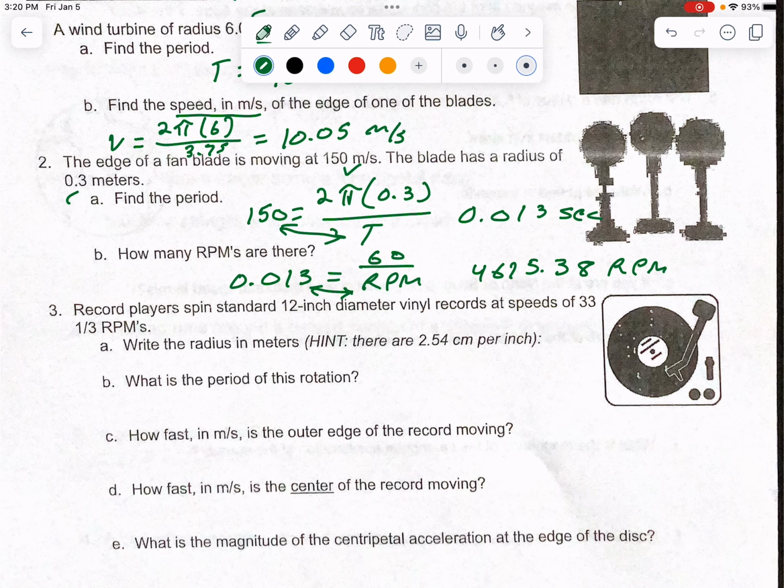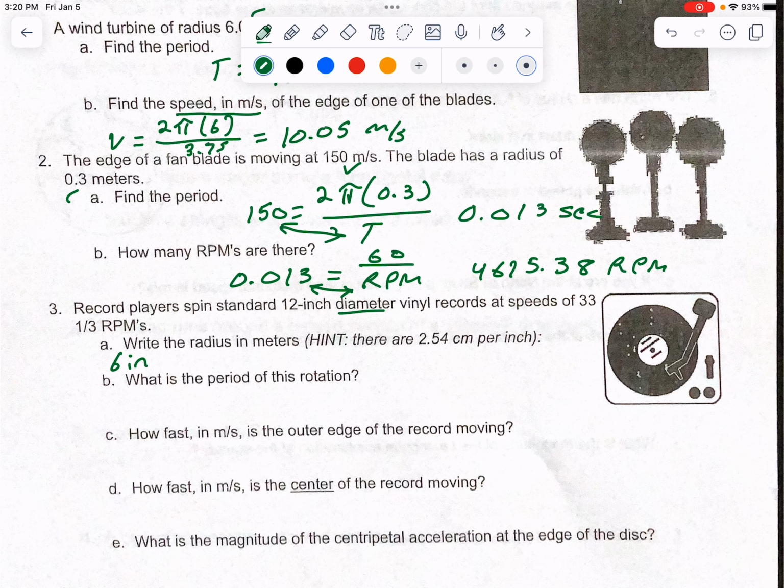Now, a record player spins a standard 12-inch diameter vinyl record at a speed of 33 1/3 RPMs. Write the radius in meters. Okay, first thing I notice is it says diameter. That's the only time you really need to pay attention to the word diameter, because if we always use radius, that means I've got to fix that. So 12 divided by 2 gives me a 6-inch radius.